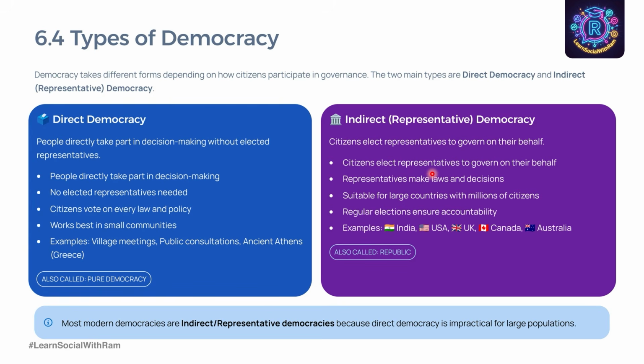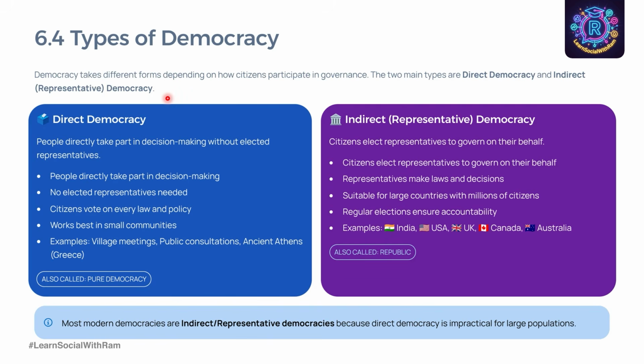Here the citizens elect representatives. Representatives govern on behalf of the citizens. For example, this system is followed in countries like India, USA, UK, Canada. The system works well in large countries. Direct democracy is difficult in countries with huge population because India has over 140 crore people. Direct democracy is impractical. That is why India also follows representative democracy.